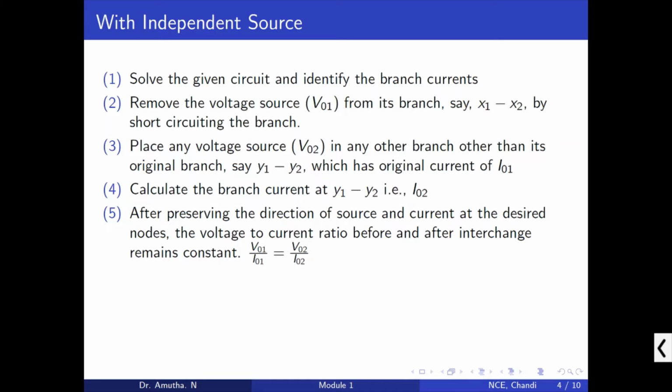Now you try to find out the branch current at Y11, either using mesh current or nodal voltage equations. After that, if you find the ratio of V01 to the current observed, it will be equal to the applied voltage at the other end over the current observed at the interchanged position.